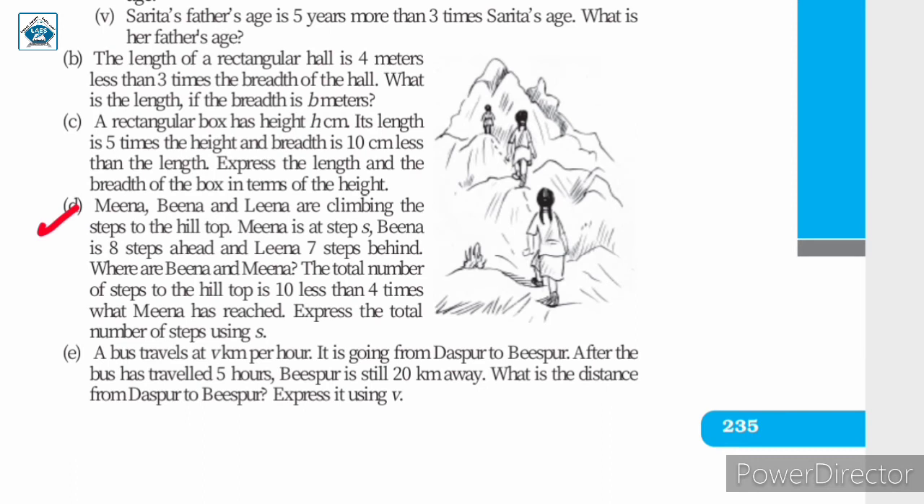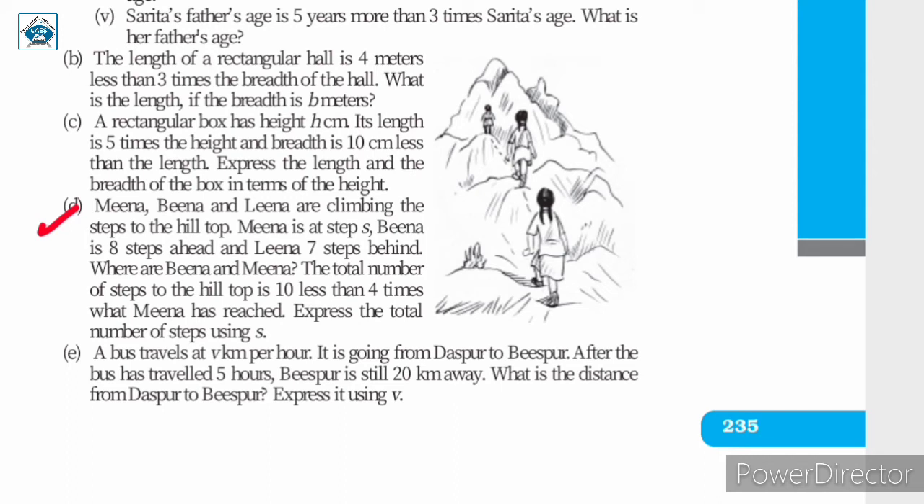Meena, Beena and Leena are climbing the steps to the hilltop. Meena is at step S, Beena is 8 steps ahead and Leena 7 steps behind. Where are Beena and Meena? The total number of steps to the hilltop is 10 less than 4 times what Meena has reached. Express the total number of steps using S.